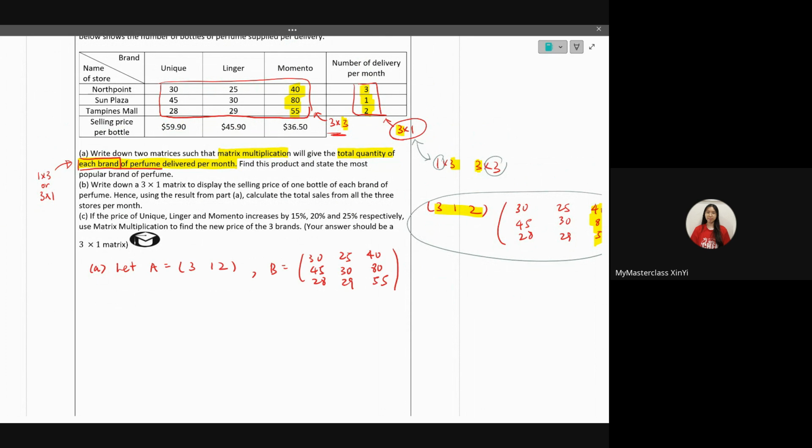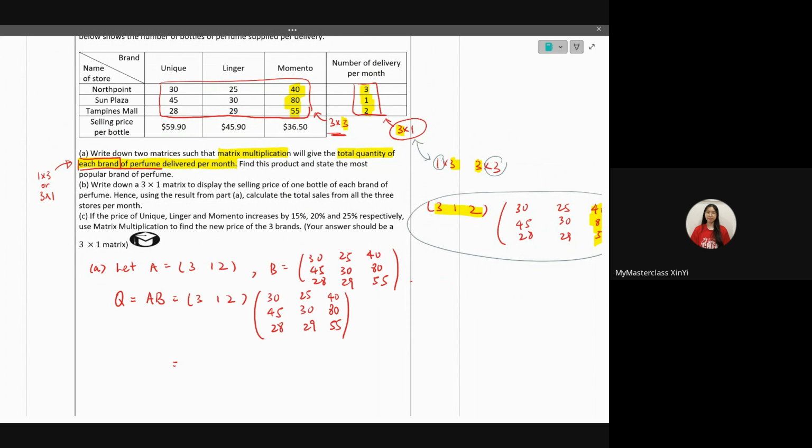Then you want to write down two matrices such that this matrix multiplication will give the total quantity of each brand of perfume delivered per month. So let us name it Q for simplicity's sake. So Q is going to be the matrix multiplication of A and B. So 3, 1, 2, times 30, 45, 28, 25, 30, 29, 40, 80, 55. So 1 by 3 multiplied to 3 by 3, you're going to get a 1 by 3 matrix.